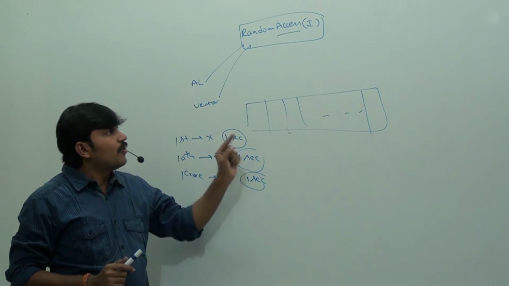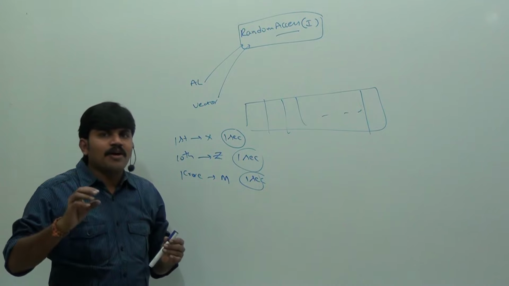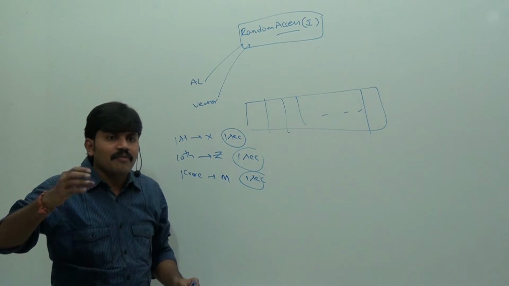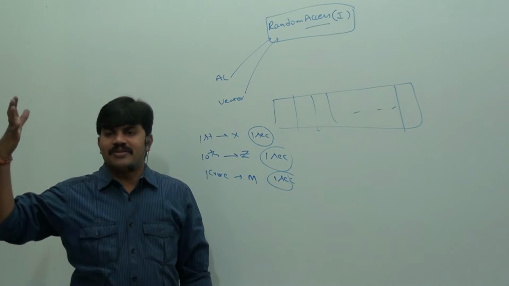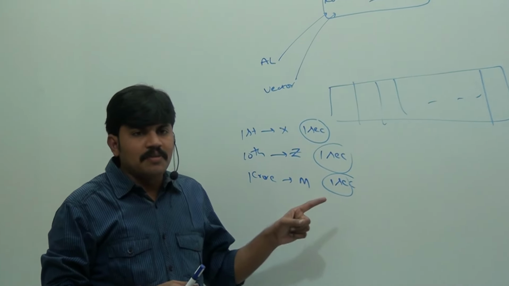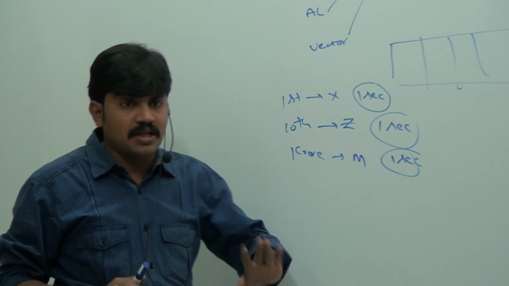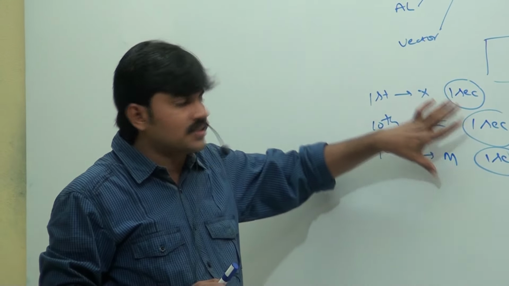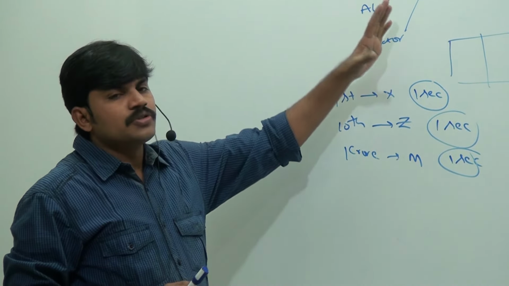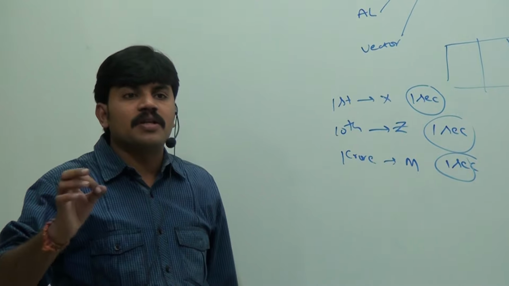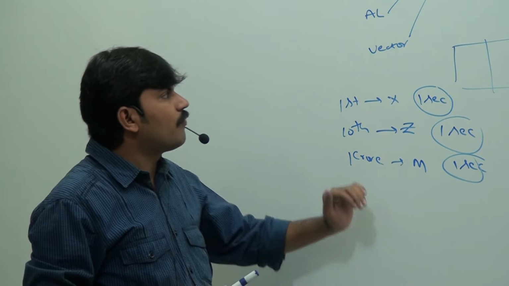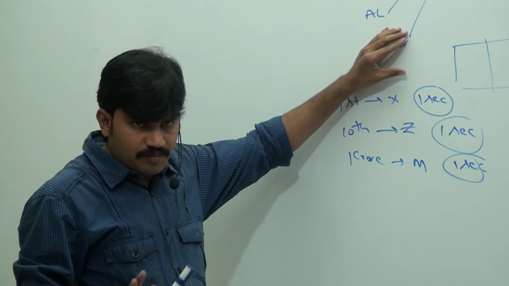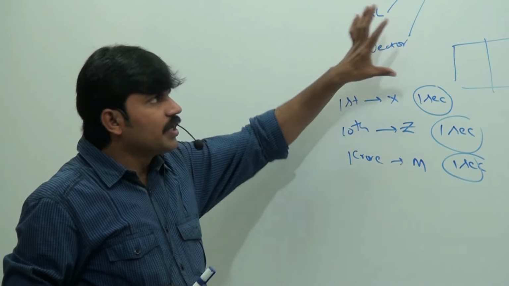So if our frequent operation is retrieval, I want to retrieve elements, ArrayList is the best choice because any random element we can access with the same speed. Is it clear? So if our frequent operation is retrieval, then it is highly recommended to go for ArrayList or Vector. The terminology is very clear for all of you, right?